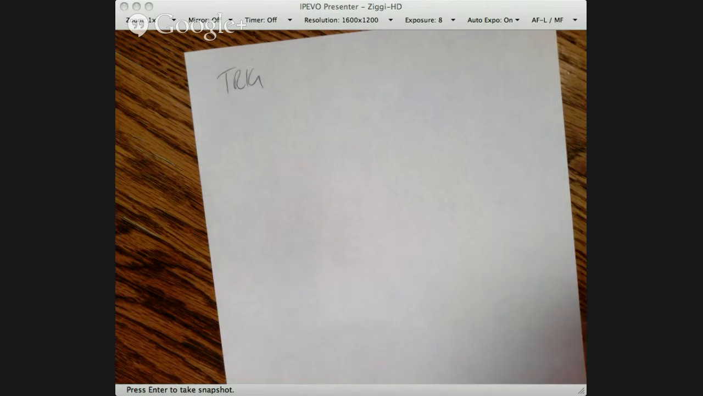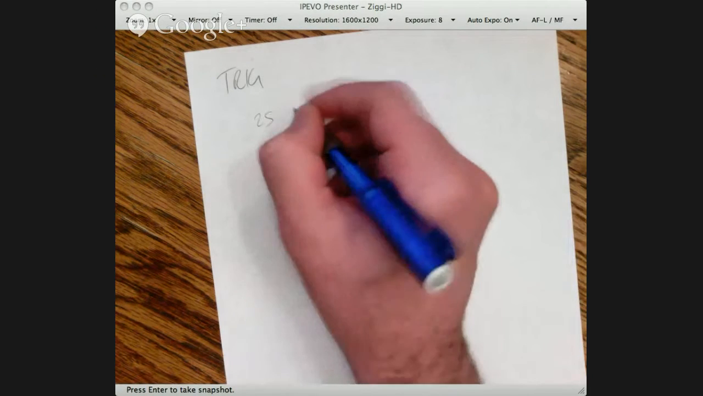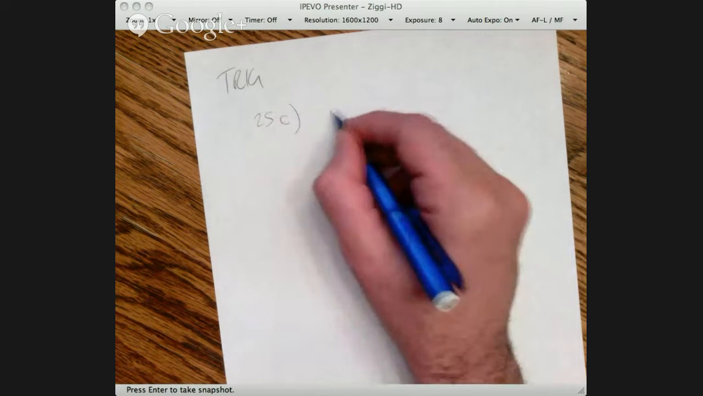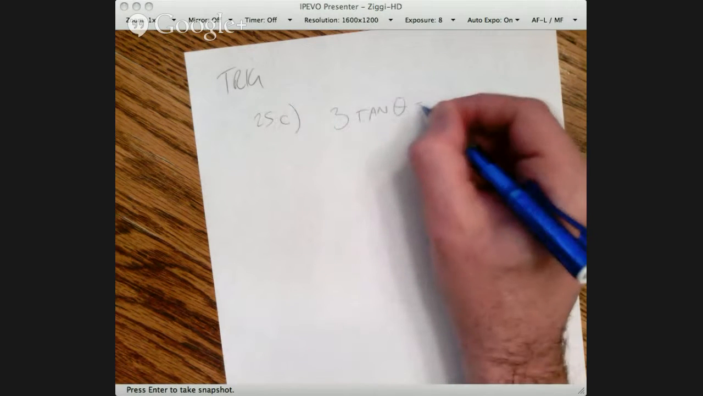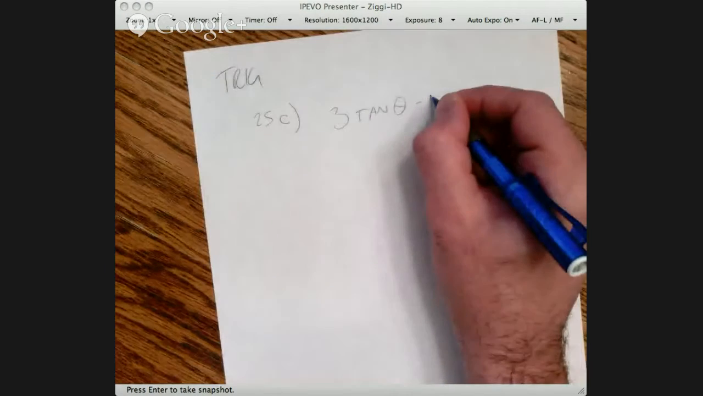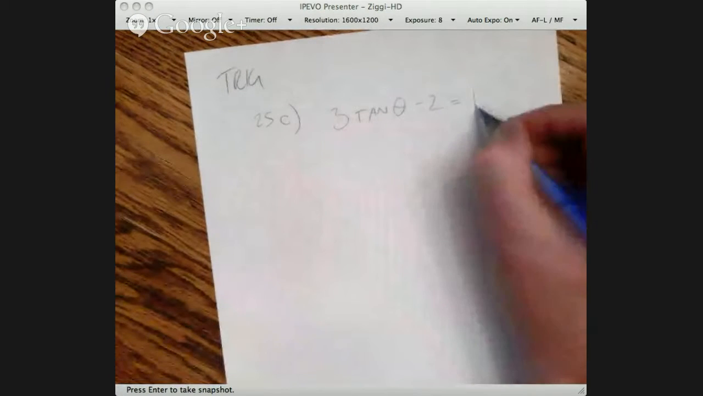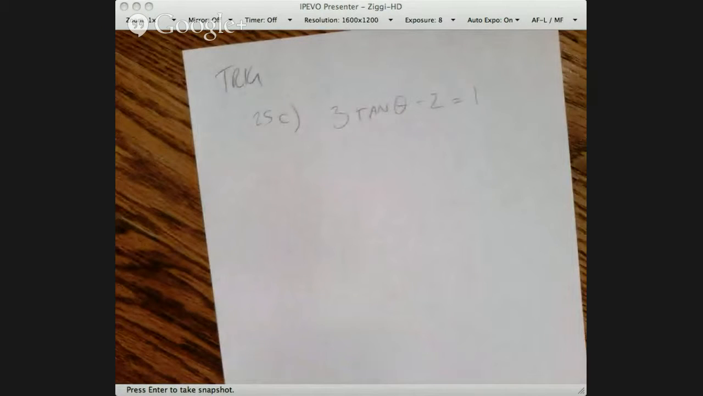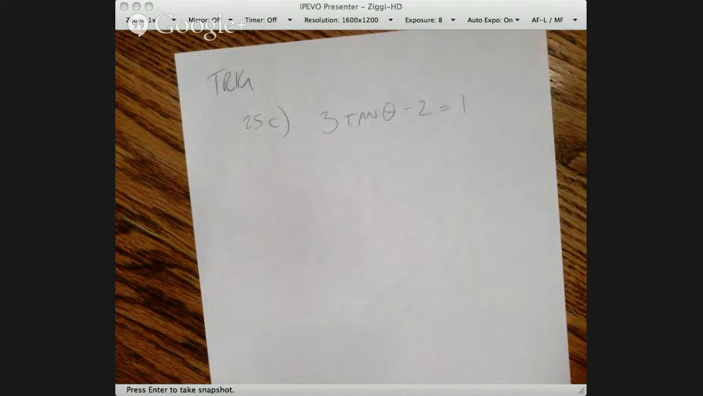So for instance, I want to start with 25. We're going to go with C because that's something that's a little bit different. And they give you that 3 tangent of theta minus, I believe that says 2, let me make that a little bit bigger, is equal to 1. And they want to know where are all the values between 0 and 360 for theta that will make that work.